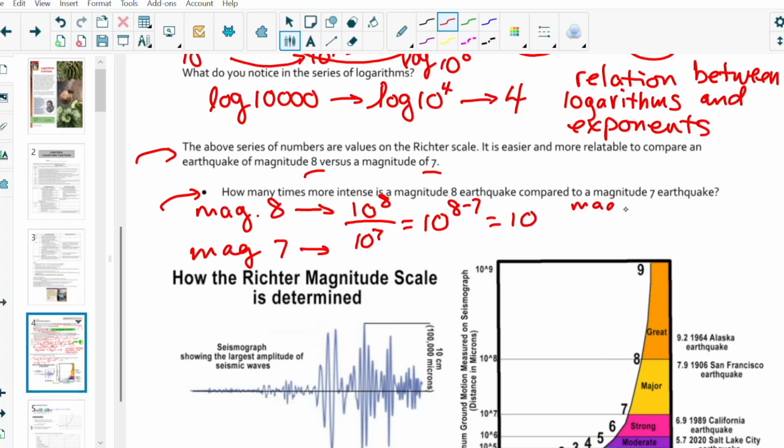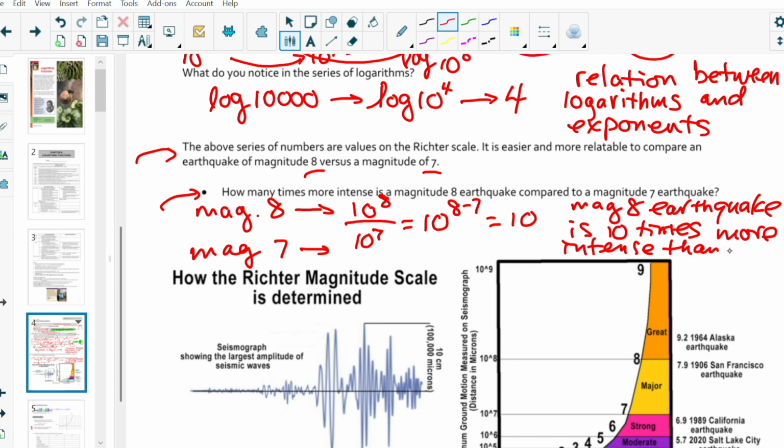So a magnitude 8 earthquake is 10 times more intense than a magnitude 7 earthquake.